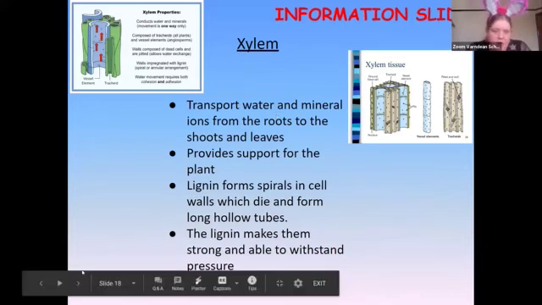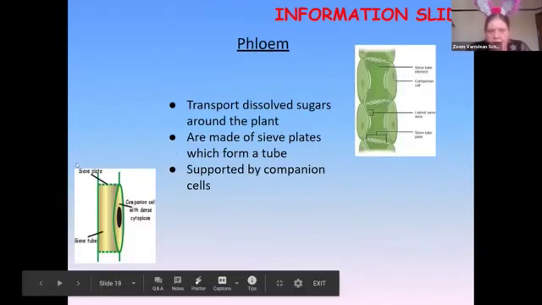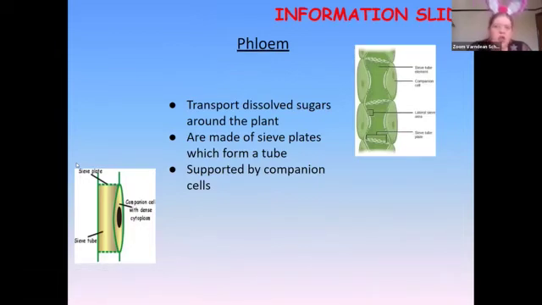Okay, and I'm moving on to my next one, which is the phloem. Okay, now the phloem transports dissolved sugars. Okay, so those sugars and glucose that the plant makes during photosynthesis get transported around the plant.